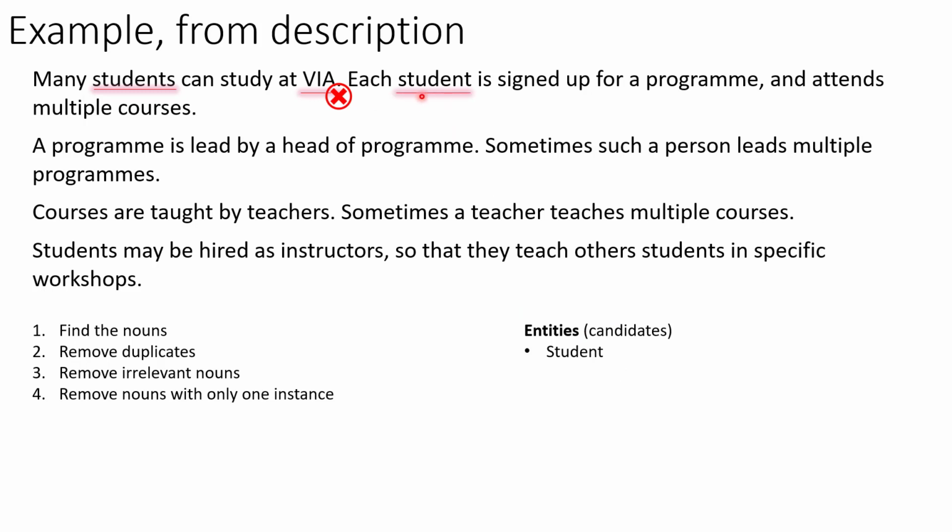Each student, I have that already, is signed up for a program. So program is a noun, it might be a potential entity. And attends multiple courses. There we go, courses. Okay, I had an animation glitch here, I don't know what happened. So I have 3 potential entities so far.